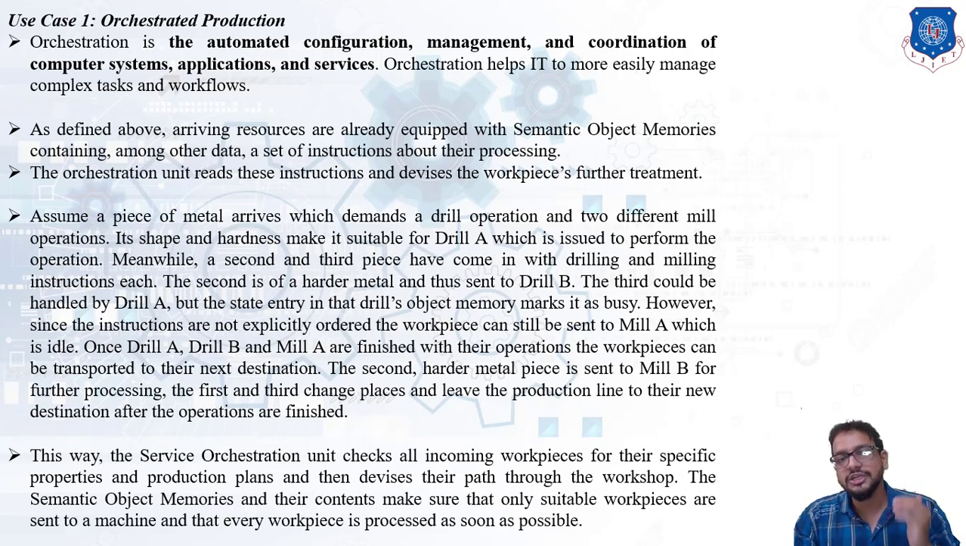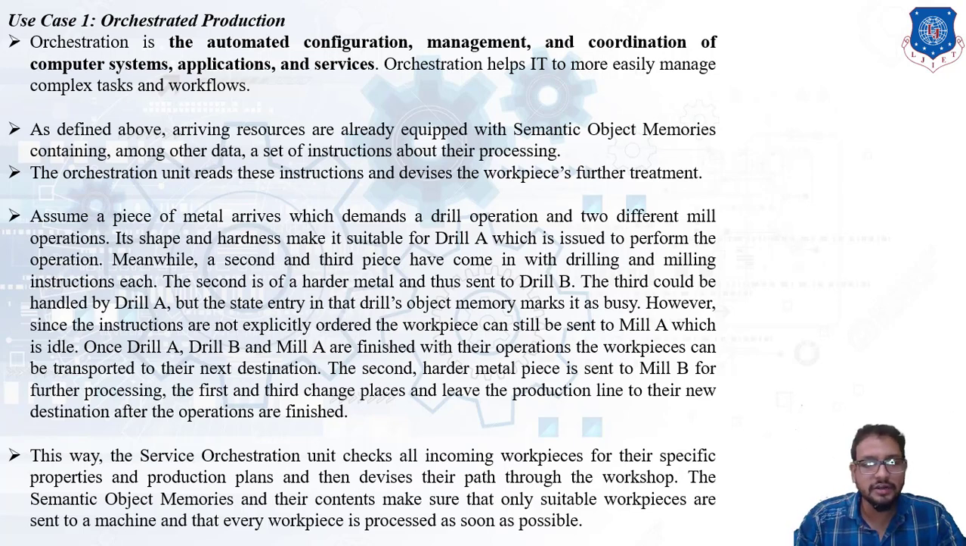Once drilling machine A, drilling machine B, and milling machine A are finished with their operations, the workpiece can be transported to the next destination. That is, a successive operation can easily be performed. The second, harder workpiece is then sent to milling machine B for further gear cutting processing, and the first and third workpieces change places. Once the task is performed, they leave the production line for the new destination.